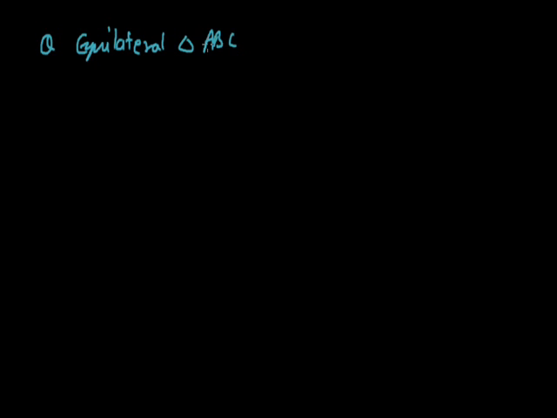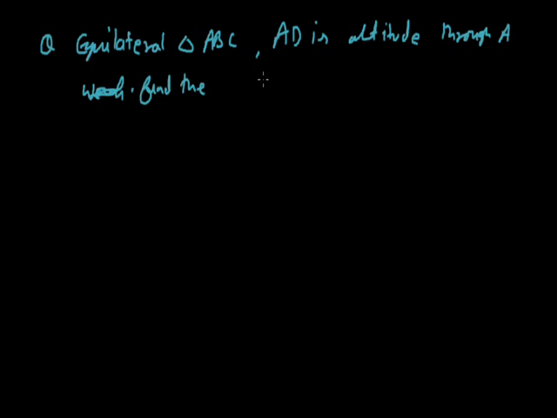Next question is that, there is an equilateral triangle ABC in which AD is the altitude through A, and then we have to find the relationship between AD and BD.